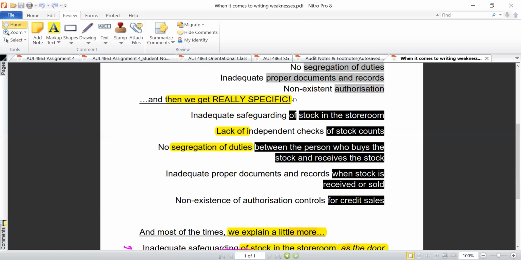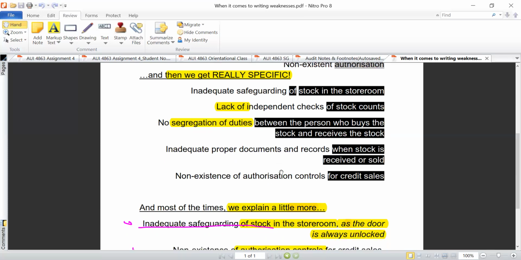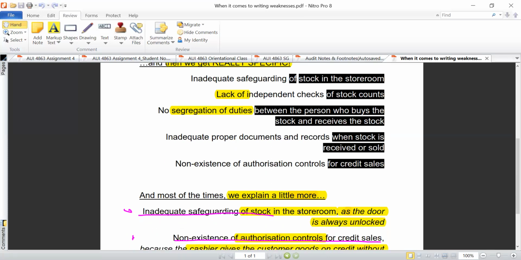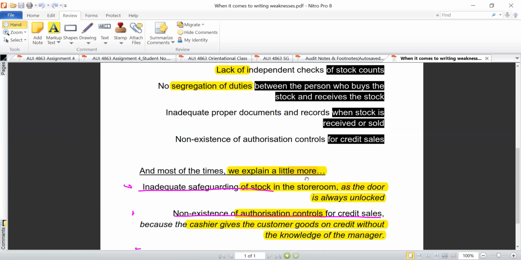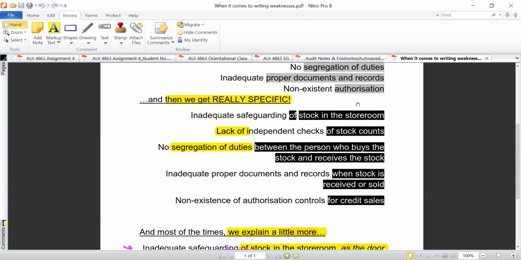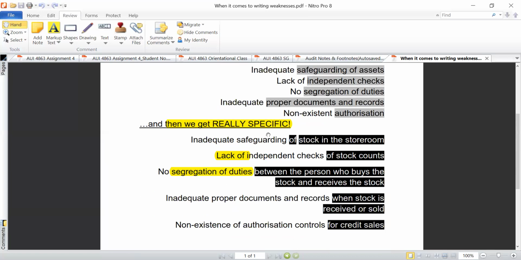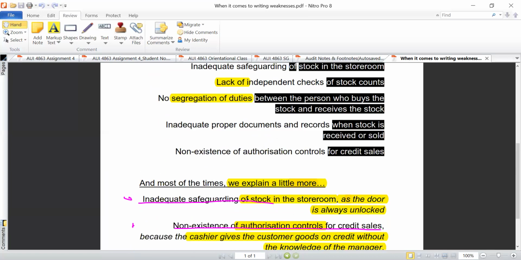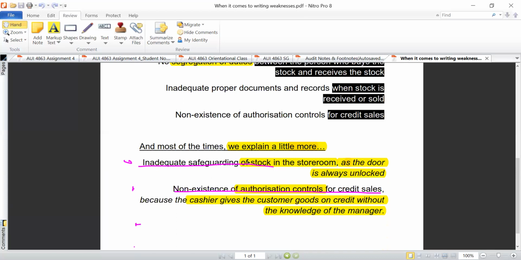So you need to get really specific, and in getting specific, you also explain some detail that you are finding in the case study scenario that you would have been provided with, right? For example, if I say there's inadequate safeguarding of assets, which assets are you referring to? That's where you need to get specific. It could be inadequate safeguarding of stock, which is inventory. Stock where? In the storeroom. Why? As the door is always unlocked. So it means there's no one monitoring control in certain instances. So you have to be very precise, okay?